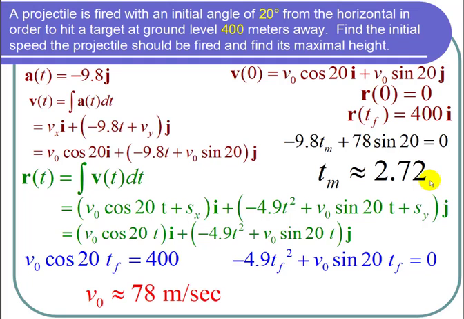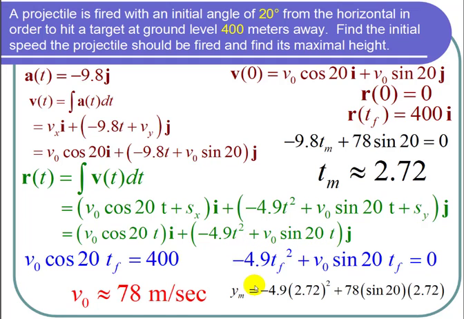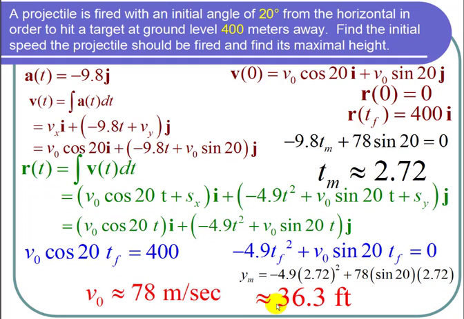So now I just want to find out what the maximal height is, and I can plug in this t maximal into the j component of the position function to get that maximal height. So I say that y maximal, or the maximal height, is equal to negative 4.9 times 2.72 squared plus 78 times sine of 20 degrees times 2.72, and I plugged that in my calculator, and I got about 36.3 feet.